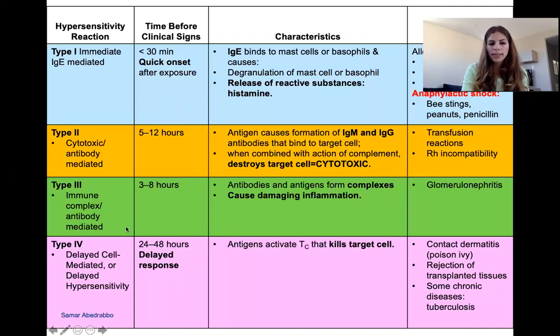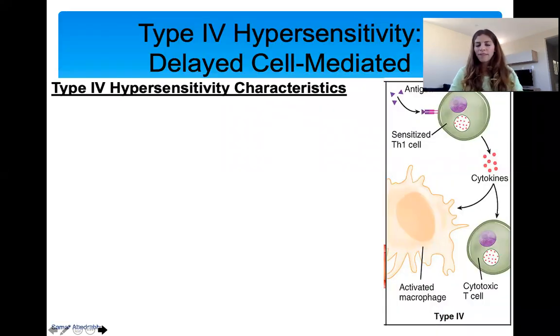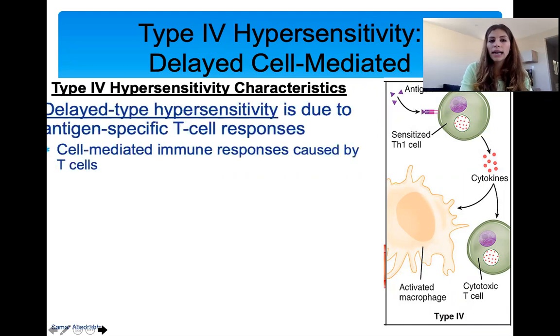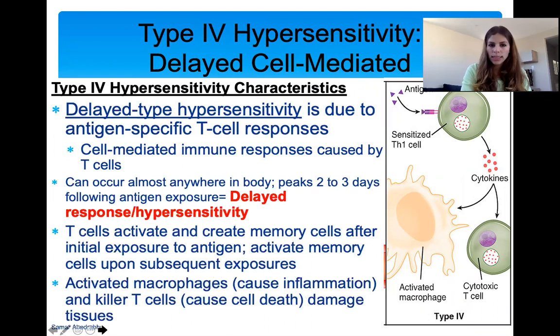The last hypersensitivity is type 4 hypersensitivity. This is the opposite of type 1 hypersensitivity. This is a delayed cell-mediated hypersensitivity because it takes a while to see a response, and it's due to specific T cell responses. So these responses, the type 4 hypersensitivity has to do with T cells. This does not have to do with antibodies like the other ones.